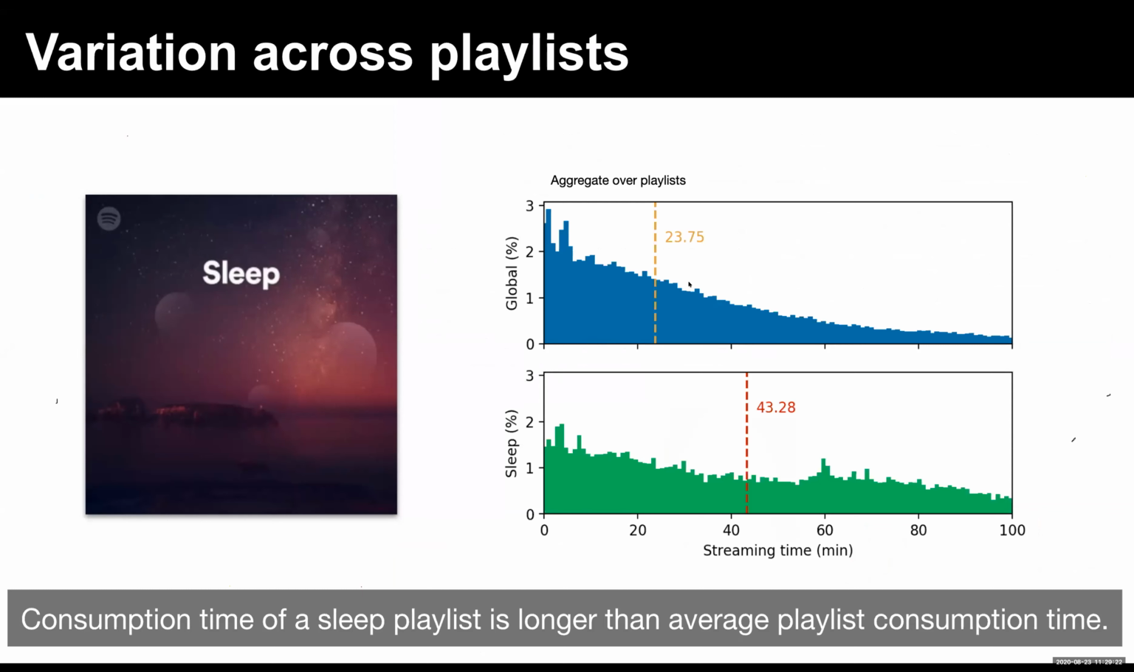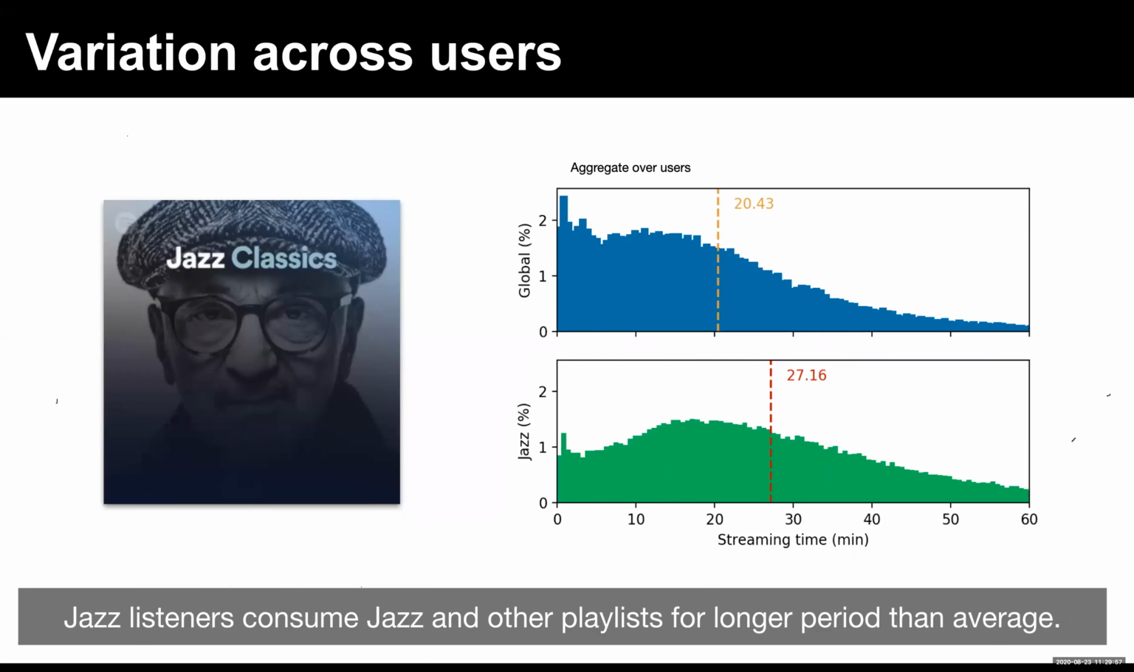If you look at the blue plot, it's the aggregate consumption of all playlists, and the green plot is consumption across sleep music playlists. We expect sleep music to be longer because people should sleep, so the average consumption should be higher. If I do a reward function which says I'll give you a reward if somebody streams for 5 minutes, that single reward function is not good for sleep music, because 5 minutes of sleep music is nothing. It should be more than 50 minutes perhaps. So we should not have a fixed reward definition for all playlists.